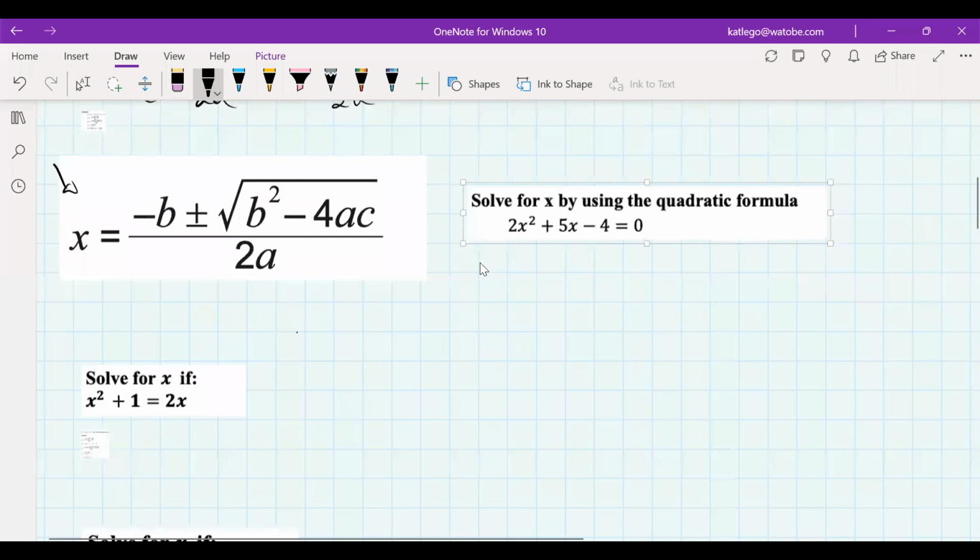I have a feeling your brains are tired. So all you have to do here is identify what A, B, and C are. So in the chat, tell me quickly, A equals this, B equals this, C equals this. They gave you 3 marks.